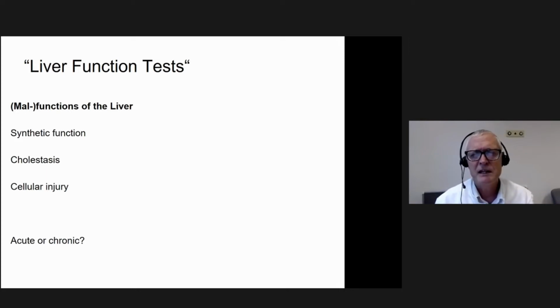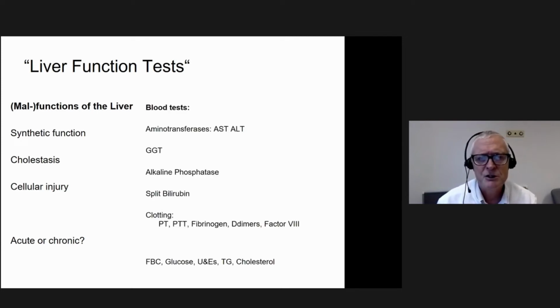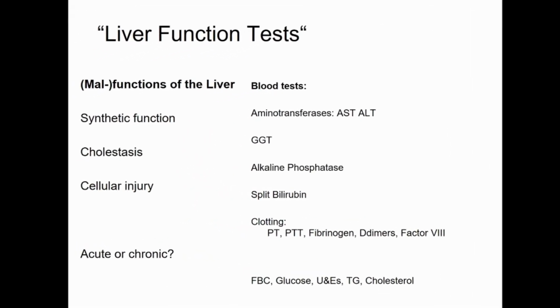The other question we like to ask when talking about liver function tests is, does it help us to distinguish acute and chronic liver disease? And the answer to this is not quite easy, and it's generally difficult to distinguish. Now, what's on offer? We have the aminotransferases, the transaminases, aspartate aminotransferase and alanine aminotransferase, the gamma-glutamyl transferase, the alkaline phosphatase. Never just do the bilirubin, do split bilirubin, conjugated, unconjugated.